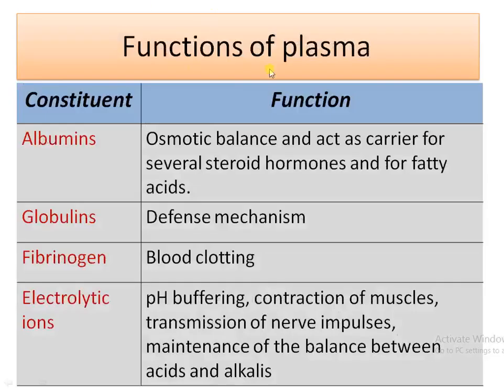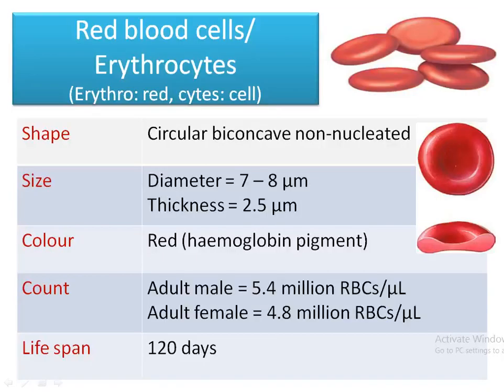Functions of plasma components. What are the main functions of plasma components? Albumin helps in osmotic balance and acts as a carrier for several steroid hormones and for fatty acids. The main function of globulin is that they are involved in the defense mechanism. Fibrinogen is for blood clotting. Electrolytic ions are for pH buffering, contraction of muscles, transmission of nerve impulses, and maintenance of balance between acids and alkalis.